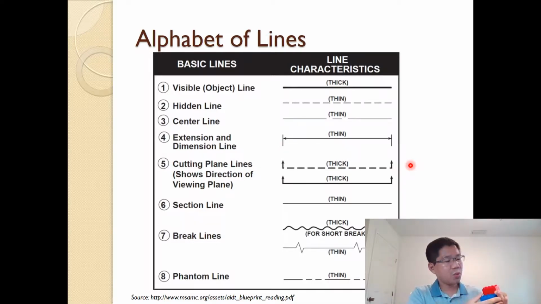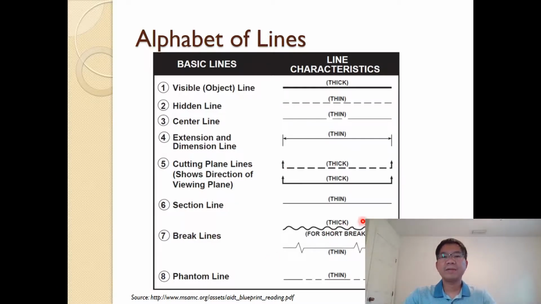If I cut this one into two parts and I want to see this part, then the arrow goes this way. If I want to see this part, it goes the other way. So that arrow shows which view you are looking at, whether you look to the camera or from the camera looking back to me. Section line, if you make a cut.